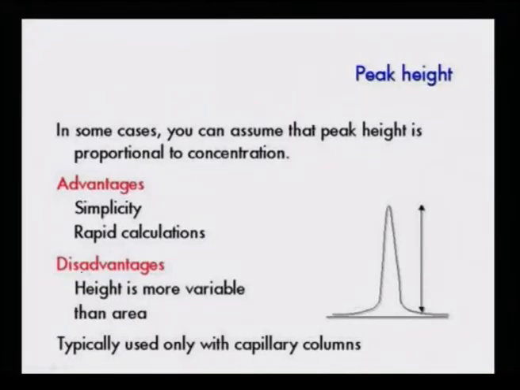Now, when we make an evaluation of any peak in the gas chromatograph, one thing that has to be kept in mind is that the peak height is actually related to the quantity that is present. Either we take the peak area or the peak height, but peak height is easier to evaluate. In some cases you can assume that peak height is proportional to concentration, and that is made use of when we are trying to do a quantitative analysis through gas chromatography.